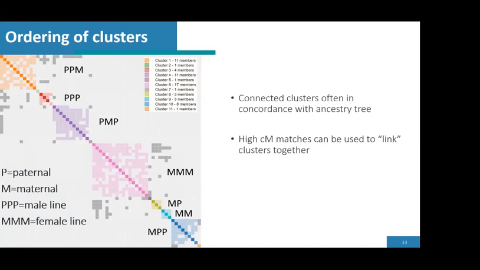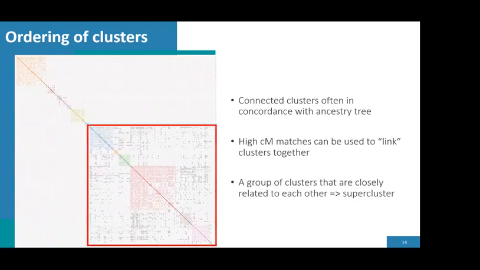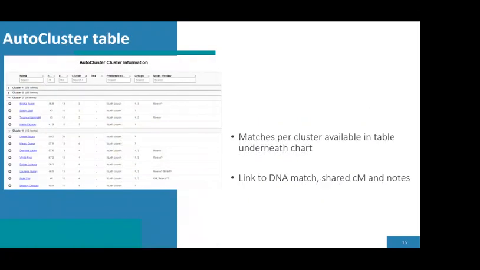So on the top left, we might have a paternal cluster, followed by a paternal cluster in red. Next to it is a paternal cluster. So usually, as discussed before, these clusters are linked by high centimorgan matches, which can be a member of multiple clusters. The clustering of these clusters can then also give rise to so-called superclusters, which are groups of clusters that are closely related to each other. Underneath the AutoCluster chart is information about the analysis, the settings, and other information, and a table is provided that contains the matches for each cluster. This table contains a link to the DNA match, shared DNA, notes, link to a tree if available, etc.